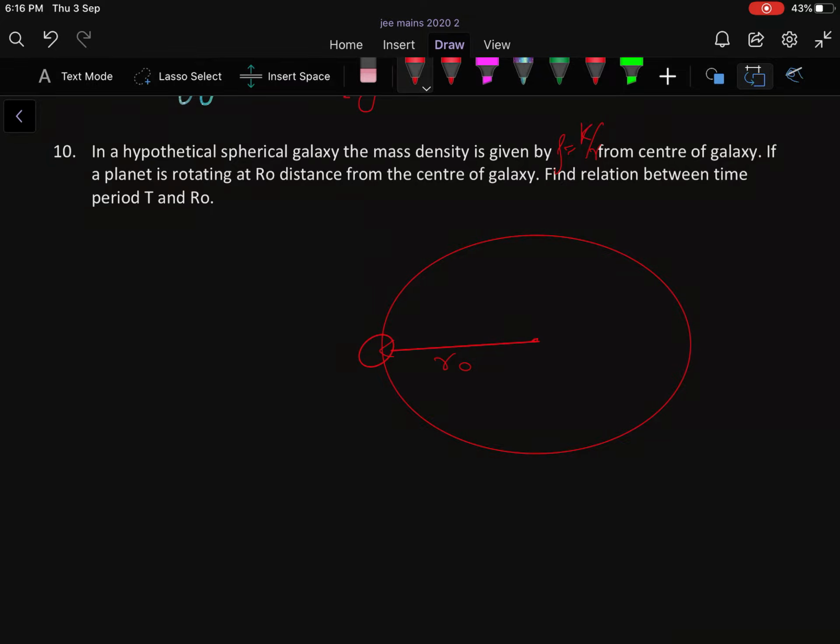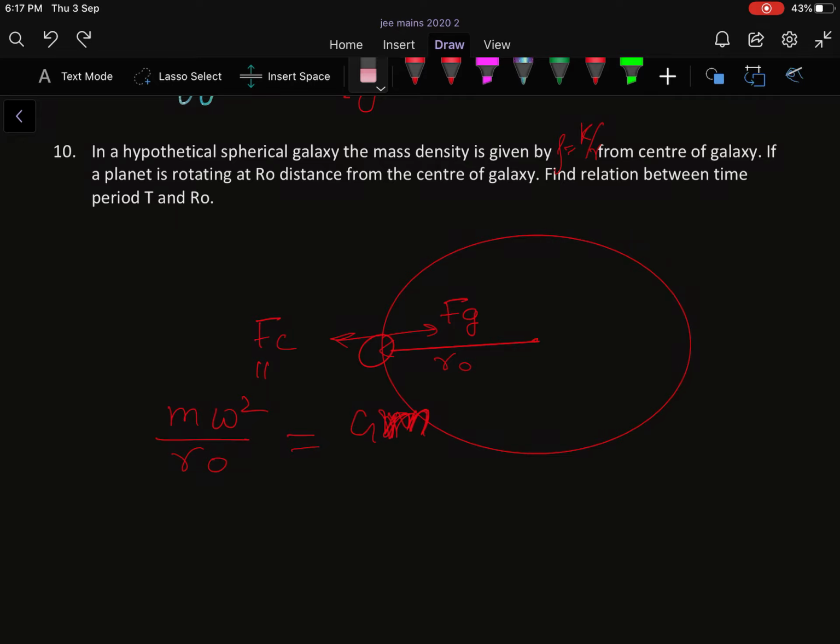If there is a planet, there will be attraction due to gravitational force, F_g, acting this side, and F centrifugal. So F centrifugal is clear, it will be m omega square r0. Correct? And F_g is also clear, G mass of the object, a planet.